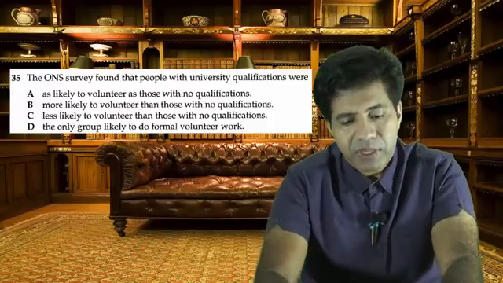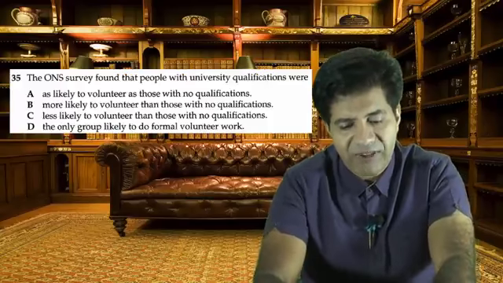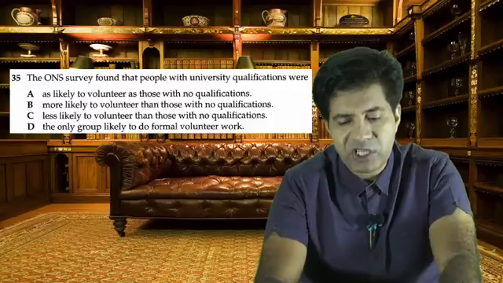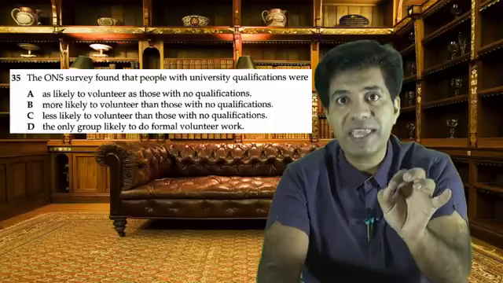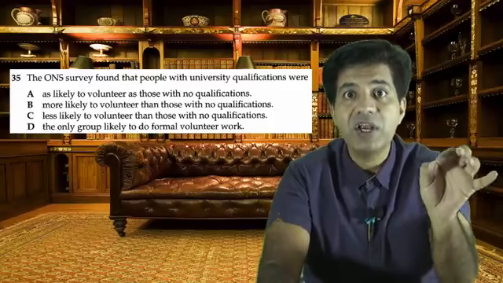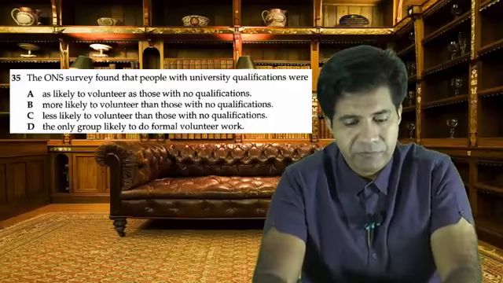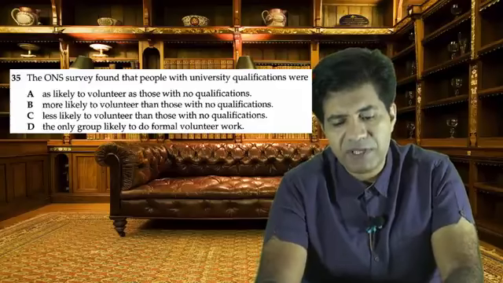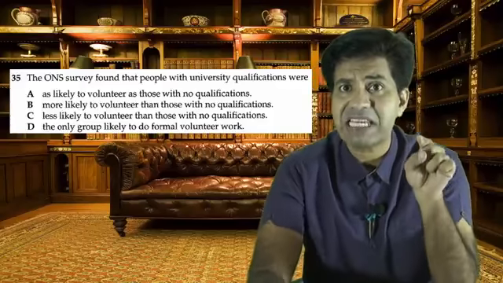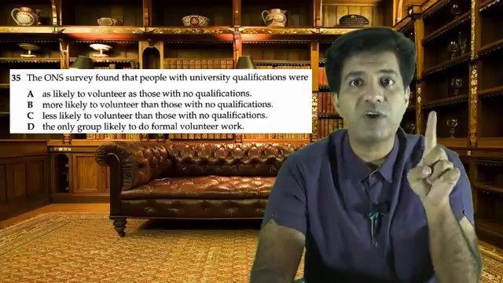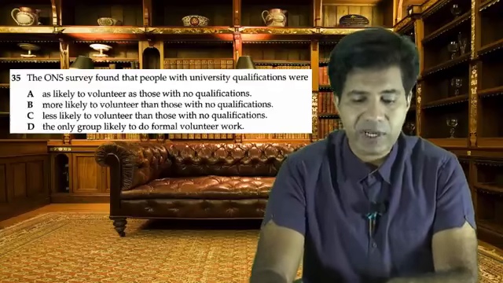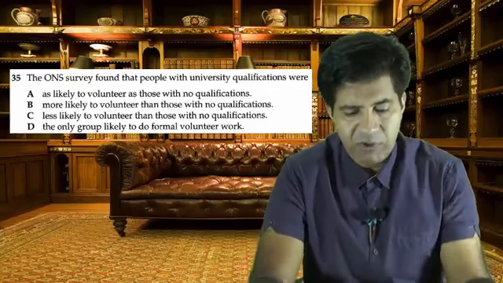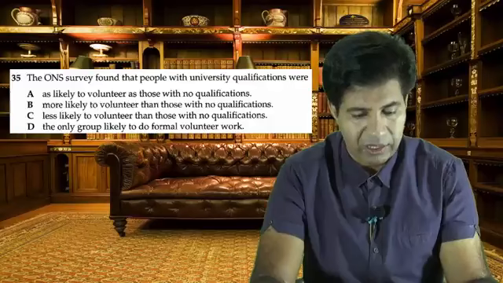Okay, all right, let's go ahead. Question number 35. The ONS survey found that people with university qualifications were, and the clue word is university. Qualification, education, degree, these types of words. Now don't read the options. If you read the options first, you are wasting your time. Read the passage first and then you can come to the options. Now let's see where they talk about university qualifications and all that.